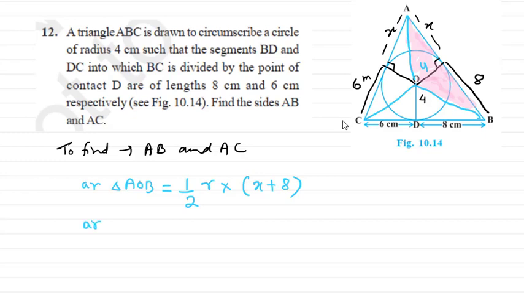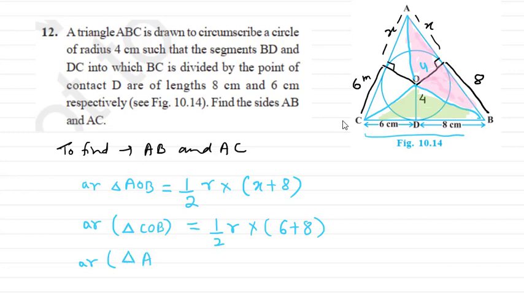Okay. The same way you can take another triangle. So I'm taking another triangle like this triangle. So you can find out the area of this triangle as well. So the area of this triangle will be how much? Area of COB will be equal to half of R into, the sides are 6 plus 8. Okay, the base will be 6 plus 8. The same way you can find out the area of the third triangle left, that is AOC. So area of AOC will be how much? Again, half of R into 6 plus x.